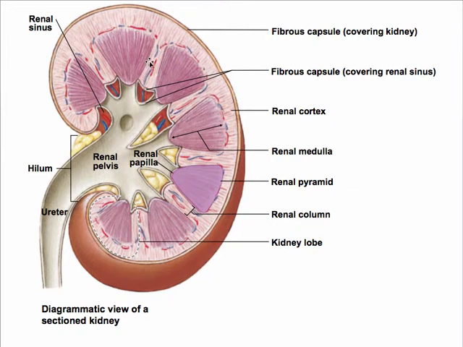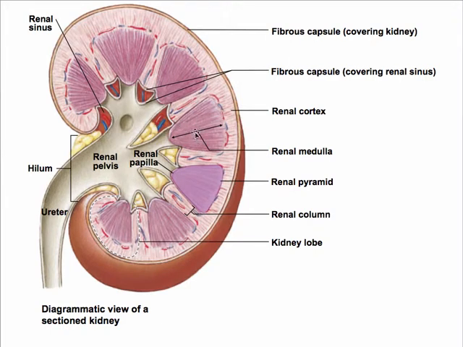In between the pyramids, we have what we call renal columns. Inside these columns, you can see there are blue lines and red lines. That's the vasculature. So arteries and veins are going to be coming up through those columns.